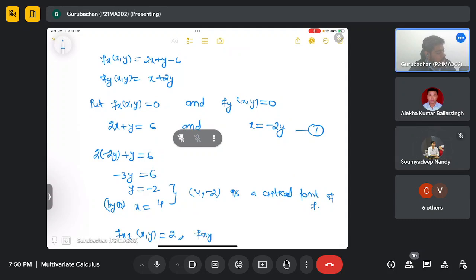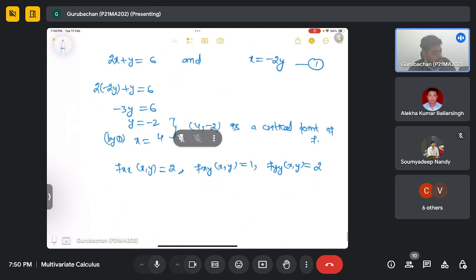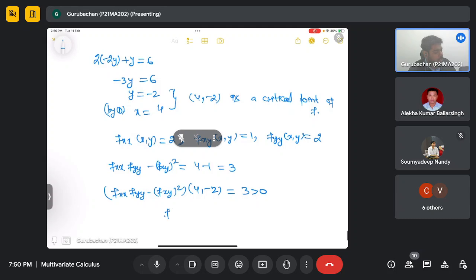fxy will give us 1. fyy will give us 2. So fxx fyy minus fxy square will give us 4 minus 1, that is 3. And this is for general x y. And at our critical point, what is our critical point? 4 comma minus 2. This will again be 3, which is positive, and fxx at 4 comma minus 2 is nothing but 2, which is greater than 0.